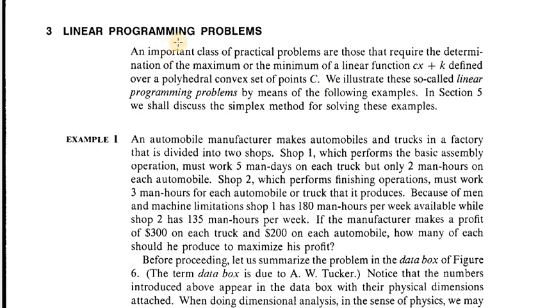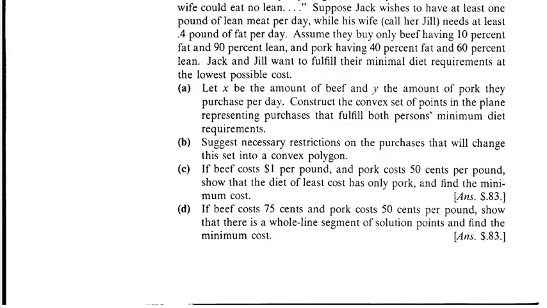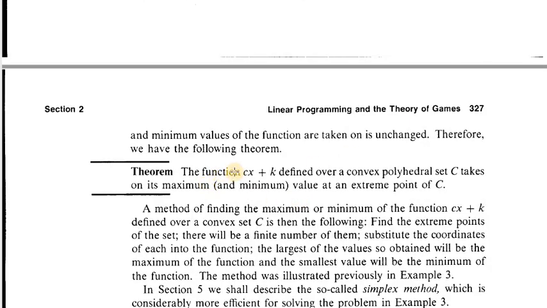Now, to connect this to the previous video, we've just finished proving that if I have a function cx plus k defined on a convex polyhedral set, then the maximum and minimum value occurs at an extreme point of C. And this is the same thing we've seen in the insert material in 2 dimensions, that if you have some region defined by constraints, then all you need to do is find the corner points of the region, evaluate your function at those corner points, and the point that has the biggest value if you want maximum, or the smallest value if you want minimum, will be the point that maximizes or minimizes over that entire region.